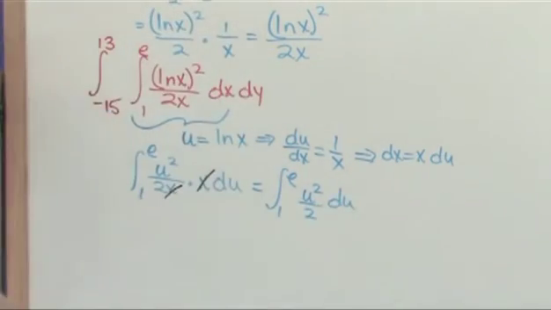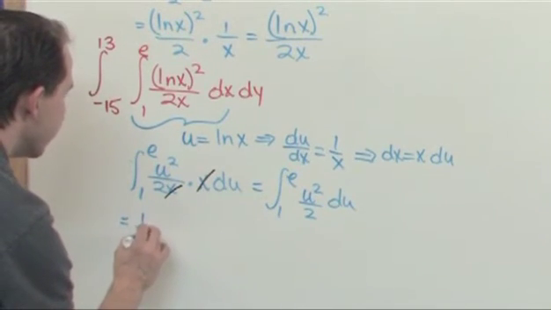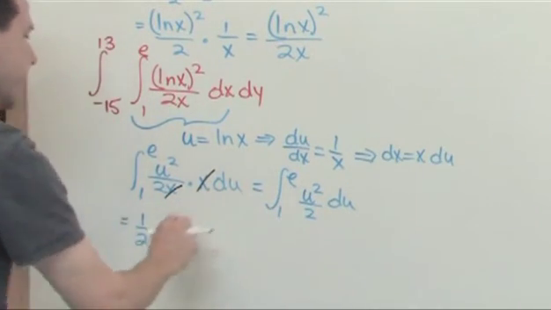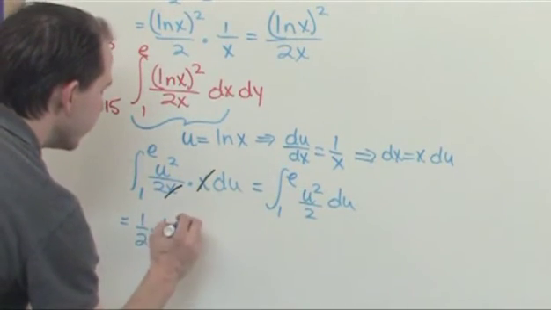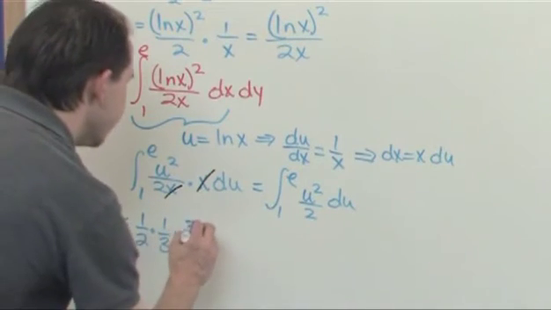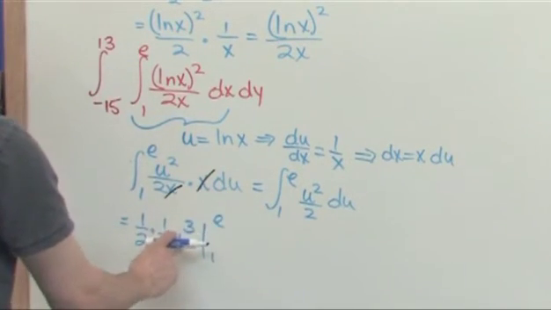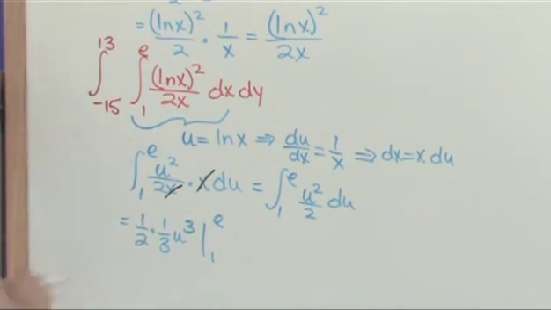And this is just a polynomial. You know how to integrate that, right? So what you will have is 1/2 times 1/3 u cubed. The constant 1/2 comes out, and then integrating u squared is 1/3 u, I made a mistake here, 1/3 u cubed. And that's going to be integrated from 1 to e. But you can't actually plug in the limits of integration yet, because this is in terms of u, and your limits are still in terms of x. So you want to go ahead and just plug in what you know u is equal to.